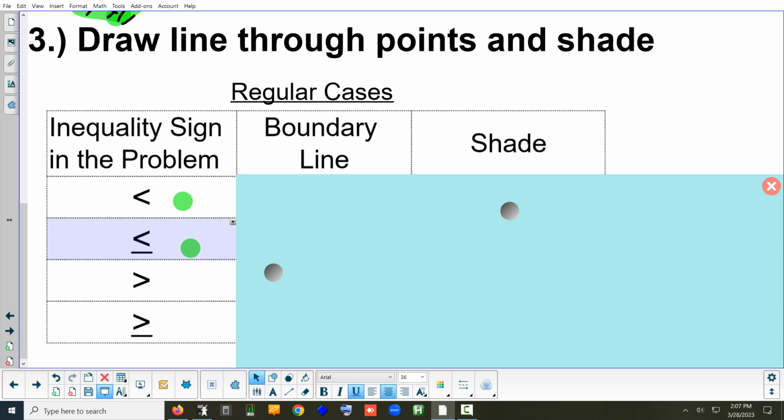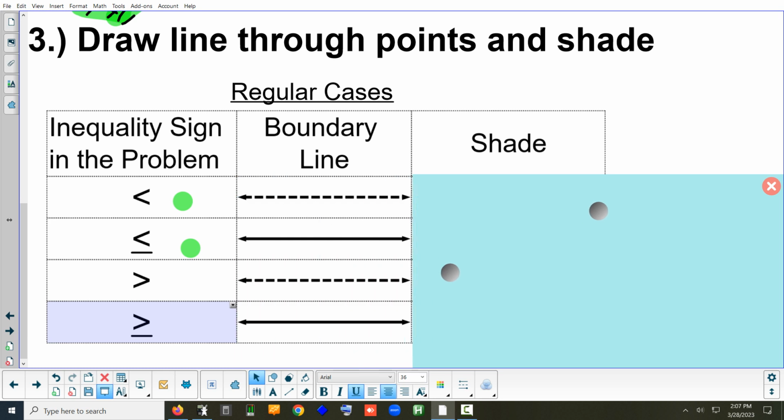If your original problem has a less than or equal to, or a greater than or equal to, both of those are solved. If your original problem has a less than or a greater than, those are dotted. Okay, so how can you remember? When you see the line under the symbol, like a solid line underneath it, that tells you you're supposed to draw a solid line. If you don't see a line underneath it, then that means it's going to be a dotted line.